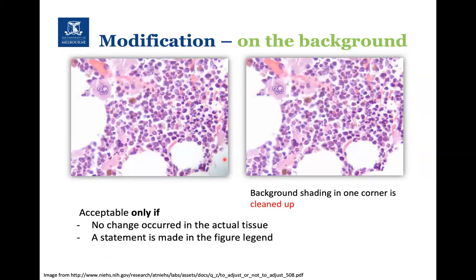In this one, there's a bit of a shading effect in the bottom right-hand corner. And in the cleaned up image that's been corrected. Ideally, if you notice that, it would be best to sort the illumination out on the system ahead of taking the image. And certainly if it's a bump microscope, we'd ask that you let us know so we can sort that out for you. In this case, this would only be acceptable if there's no change in the actual tissue. So it is just the background that you've changed, but you would have to make a statement in the figure legend to that effect.